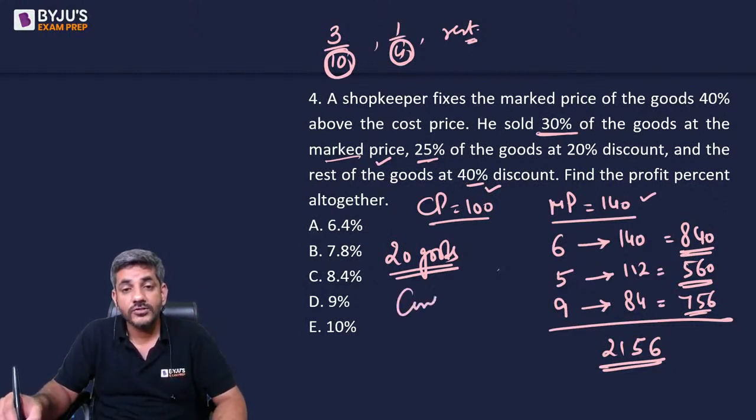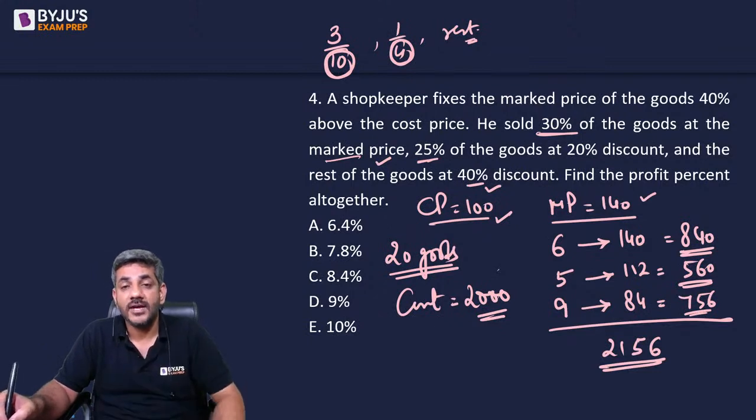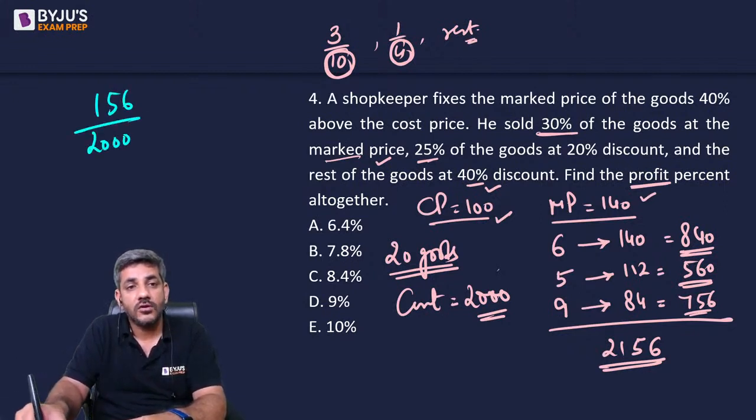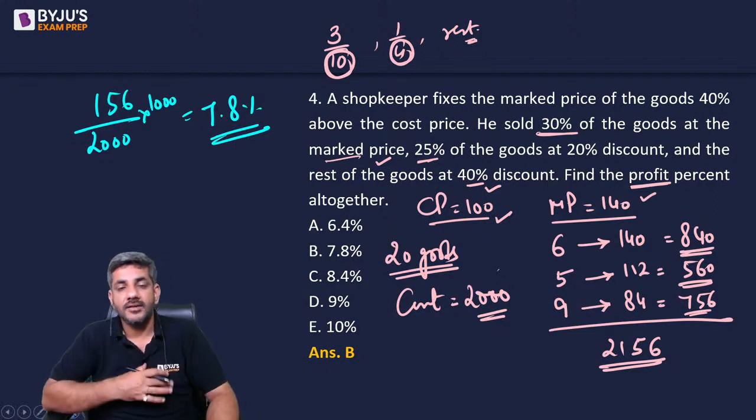Whereas the total cost of all these items, 20 goods at a price of 100 each, is 2000. Cost is 2000. Selling price is 2156. What is my final profit percentage? So the final profit percentage is 156 rupees on a total of 2000 rupees. This is 7.8%. So easily I get my answer as option B, which is 7.8%.